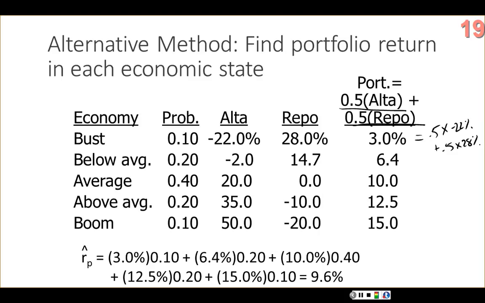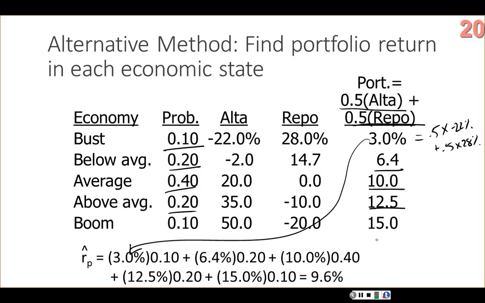So once you've calculated the portfolio returns in each economic state, we multiply those by the probability of that economic state occurring. So we take our 3% and multiply it by the 10% probability of a bust. Then we take our 6.4% and multiply it by our 20% probability. Add to that the 10% multiplied by 40%. Plus 12.5 times 20 and 15 times 10 to give us 9.6%. Either way, you get the same answer.